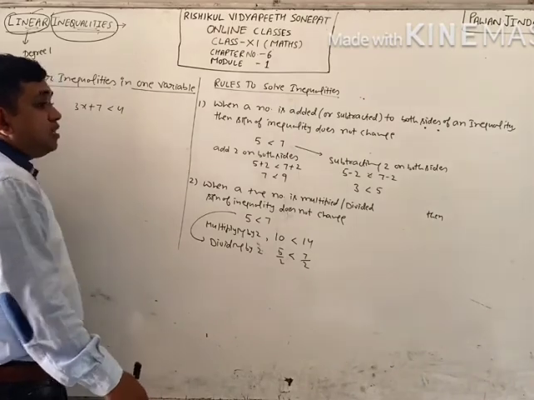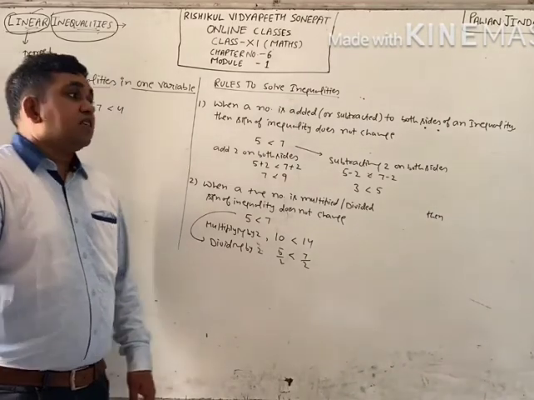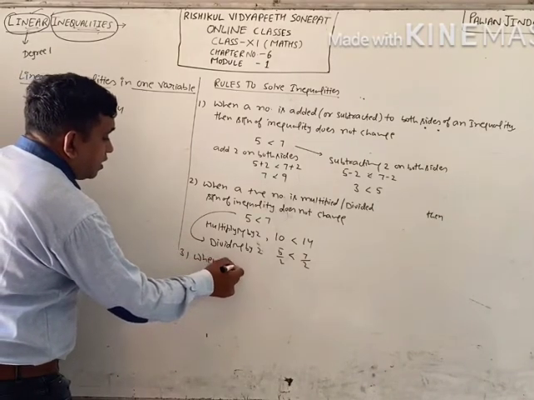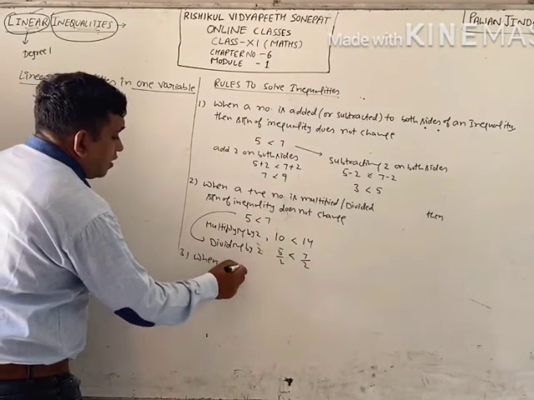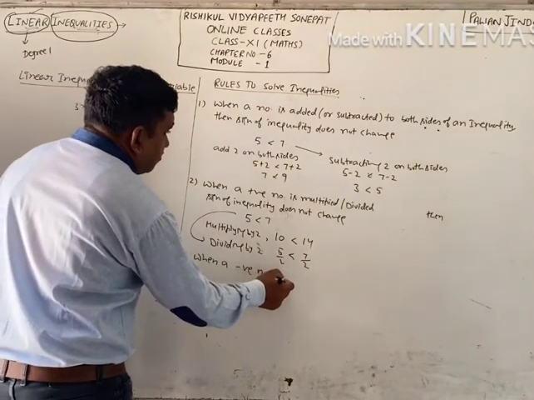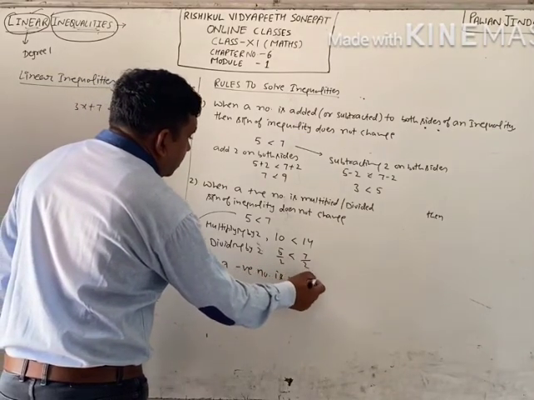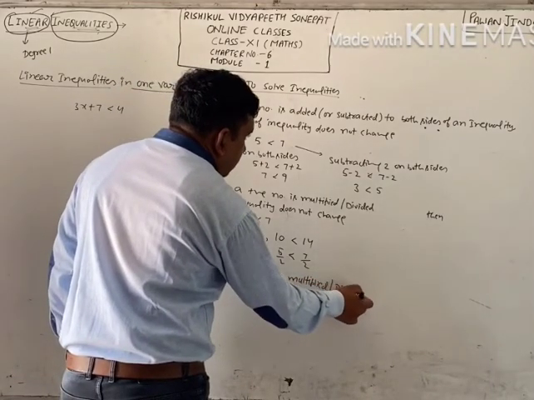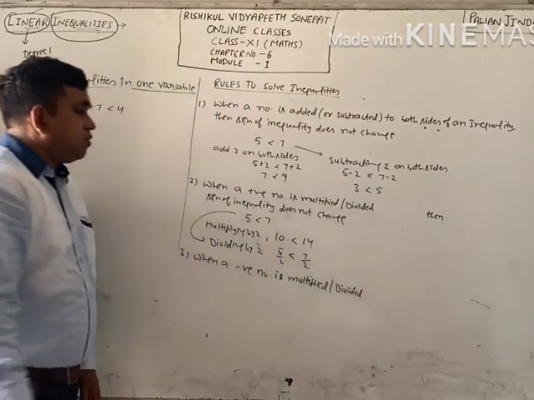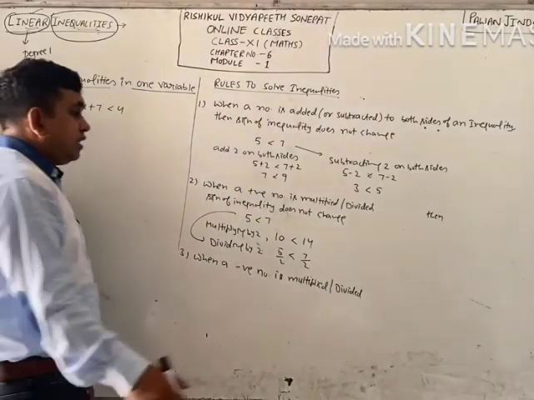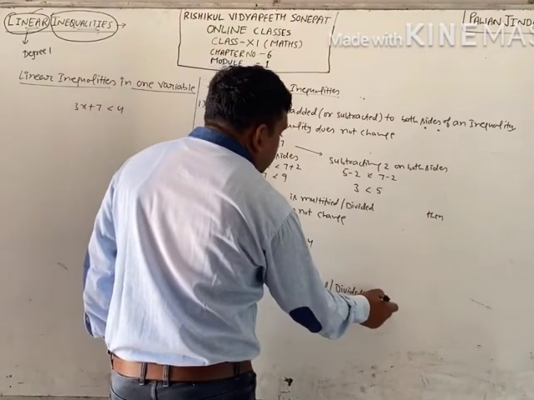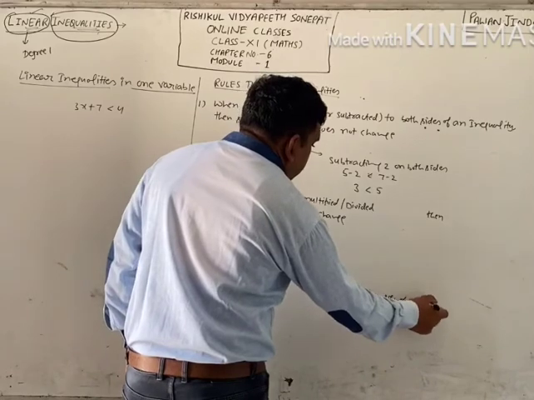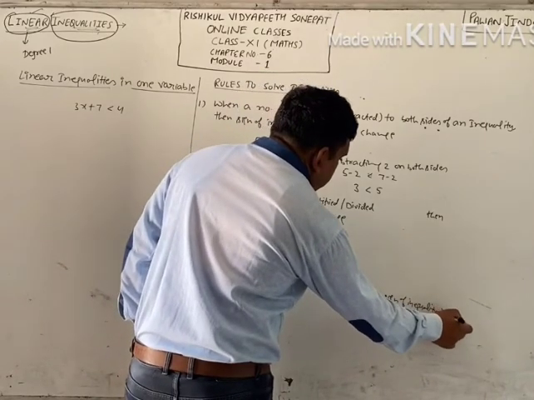Now, I am telling you the next rule where the sign changes. When a negative number is multiplied or divided, then sign of inequality is changed.